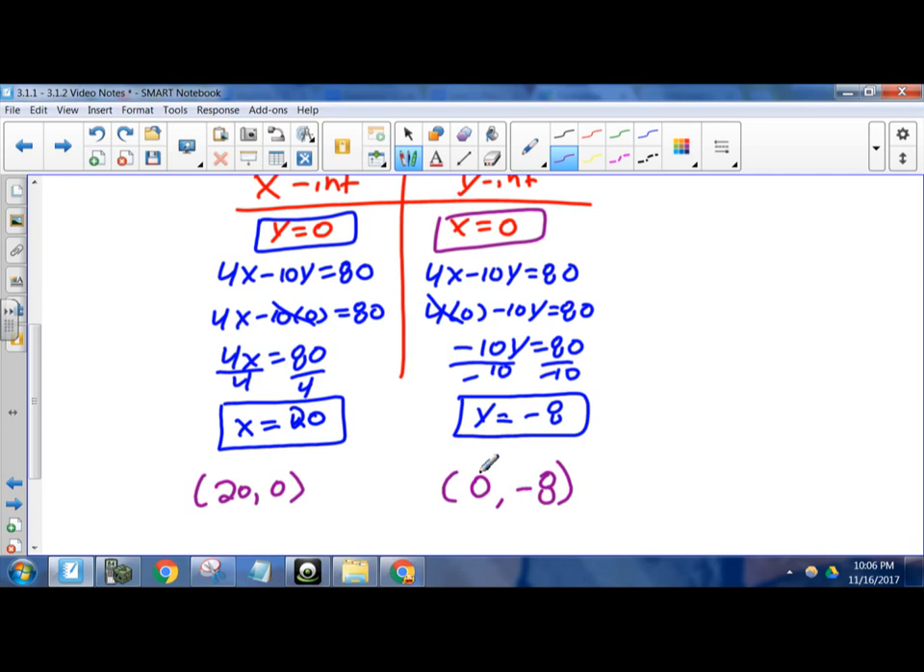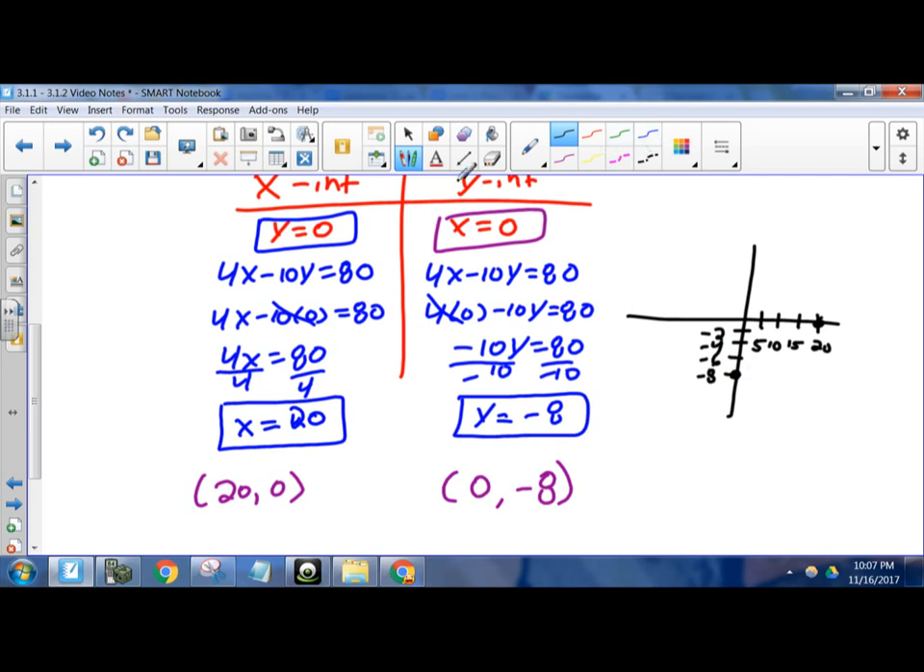So now I can graph it using those 2 points. If I wanted to draw a quick picture, and I've got 20, 0 on the x, so I could do 5, 10, 15, 20. I've got my x-intercept. Then my y-intercept is 0, negative 8, so I could do negative 2, 4, 6, and 8. And I've got my x-intercept right there.